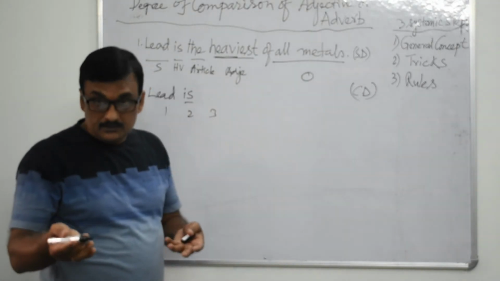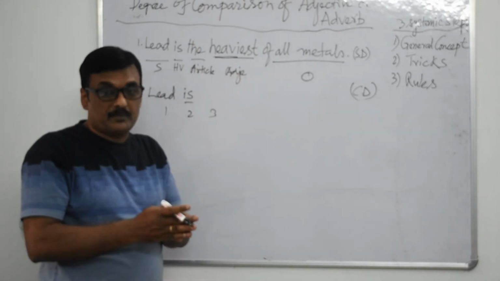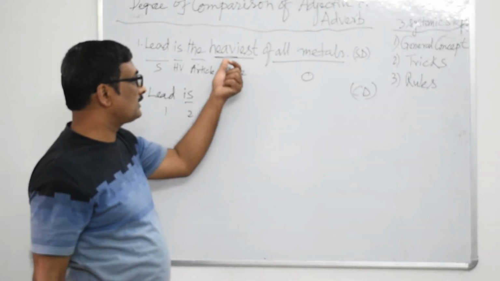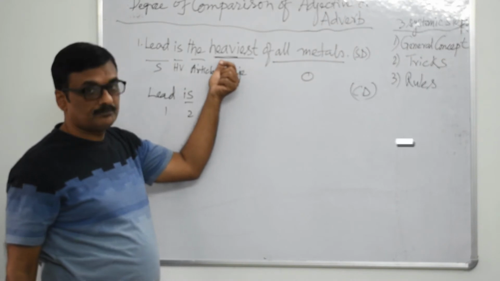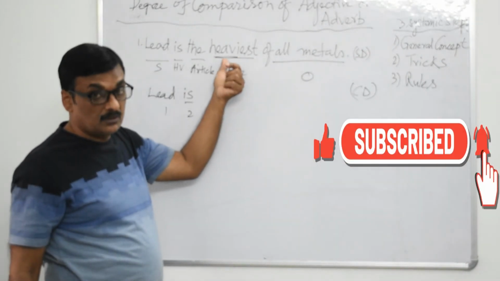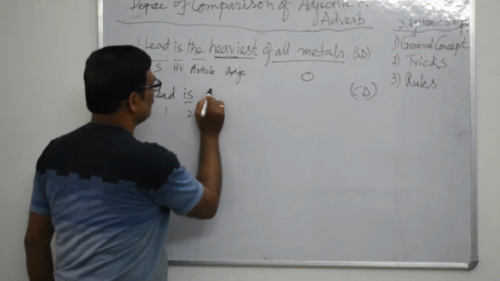We had learned in lower classes what are the positive form of adjective, comparative form of adjective, superlative form of adjective. So here what is the root adjective? That is heavy. And the superlative form of adjective heavy is heaviest. What is the comparative form of adjective heavy? Heavier.